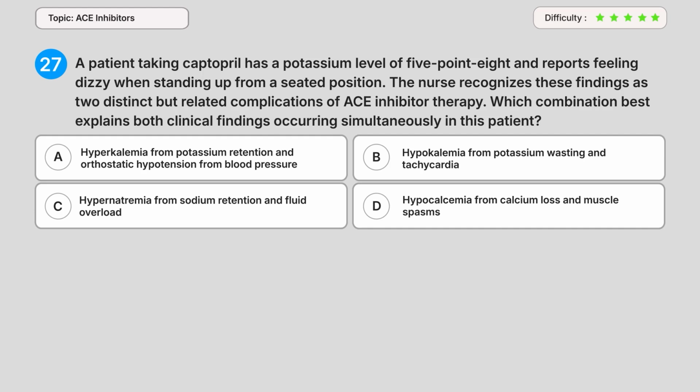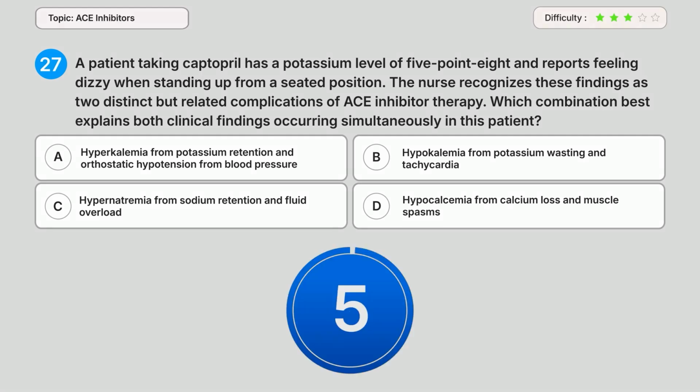A. Hyperkalemia from potassium retention and orthostatic hypotension from blood pressure lowering. B. Hyperkalemia from potassium wasting and tachycardia. C. Hyponatremia from sodium retention and fluid overload. D. Hypocalcemia from calcium loss and muscle spasms. Do you know the answer?